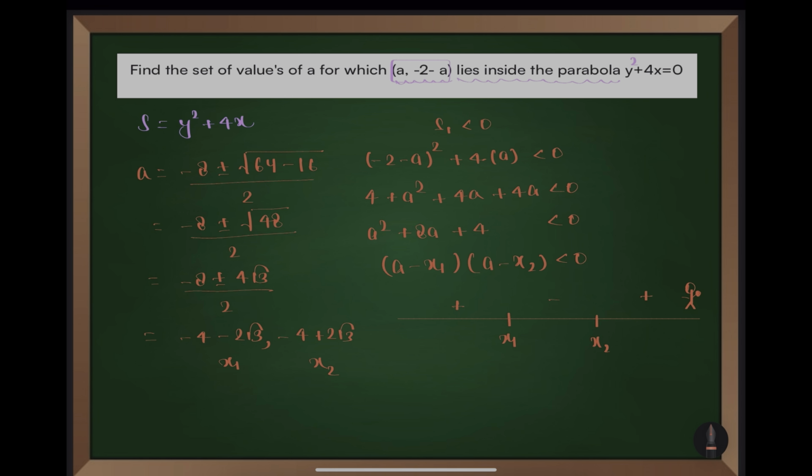Now, so I'll write a belongs to x1, so minus 4 minus 2 root 3 comma minus 4 plus 2 root 3, both side open bracket, because it is less than, it is not equal to, hence the required set of values of a is this. I hope idea is clear.